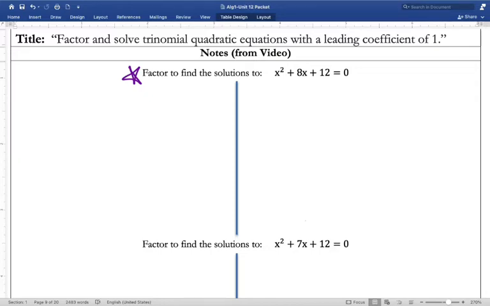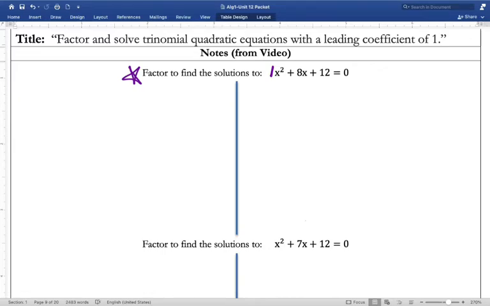A couple things about this equation. First of all, it has a leading coefficient of 1 because it's written in order from greatest power down to the constant. And this equation is already equal to 0. Now we know that quadratic equations can have two solutions. So you'll notice there's a line separating this, and I'm going to show you a couple different ways you can think about this. Because the leading coefficient is 1, that gives us a couple options.